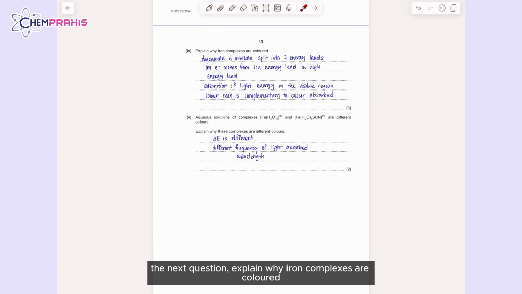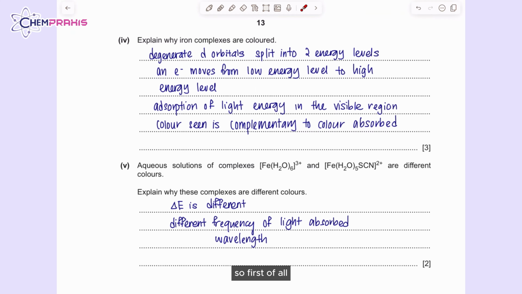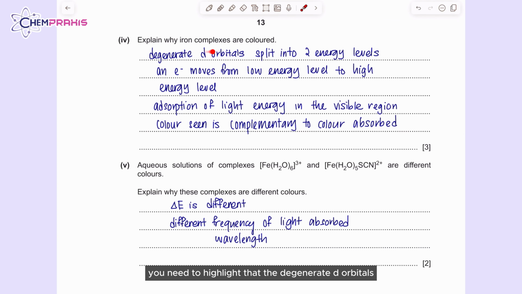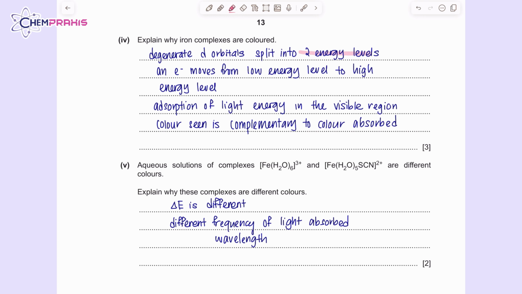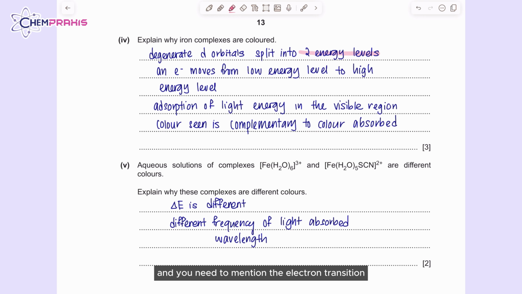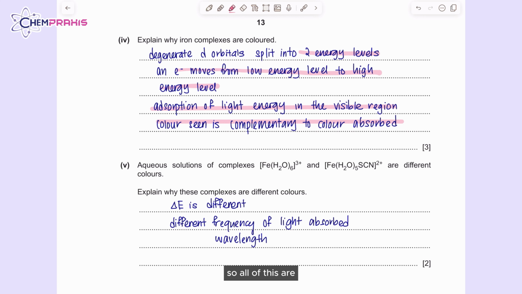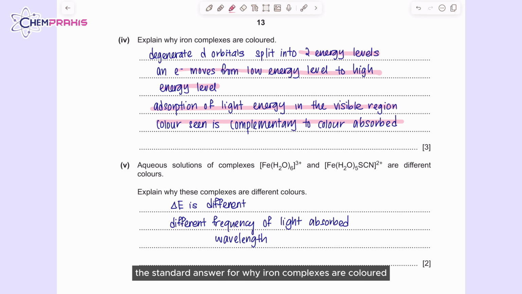The next question, explain why ion complexes are colored. So first of all, you need to highlight that the degenerate d orbitals will split into 2 energy levels. And you need to mention the electron transition from low energy level to high energy level. And we also have absorption of light energy in the visible region. Color seen is complementary to color absorbed. So all of these are the standard answer for why ion complexes are colored.